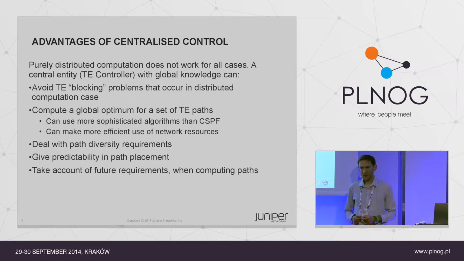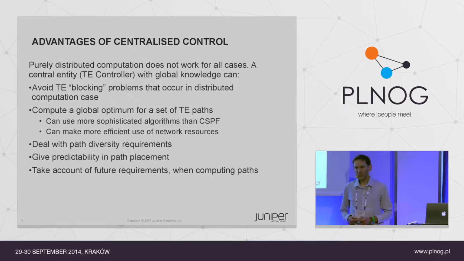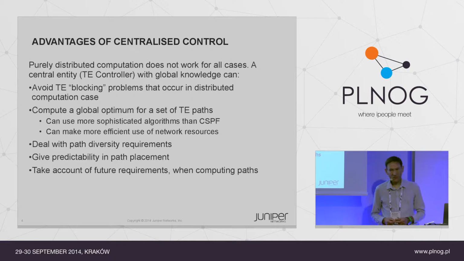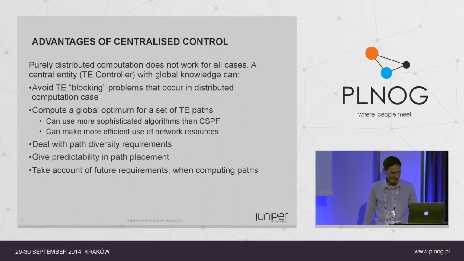Also, if a central controller has got knowledge of the future, if it's got knowledge of demands that will be needed, let's say, in 4 hours' time, it can take those into account when it's computing paths that are needed now to avoid having to tear down those paths or move them around in 4 hours' time. So you get more consistency by having a view into the future as well. So those are some of the key advantages. Let's have a look at some slides to show some of these points in more detail.